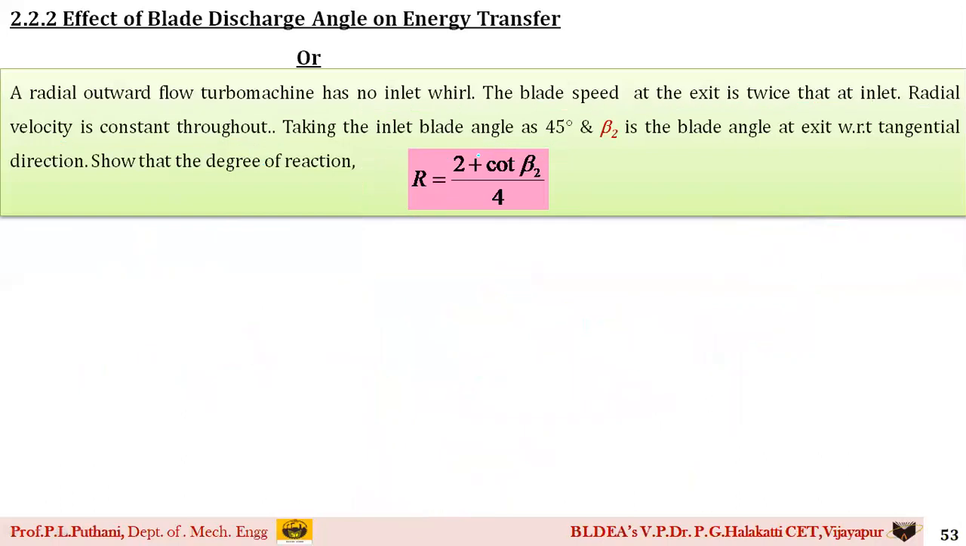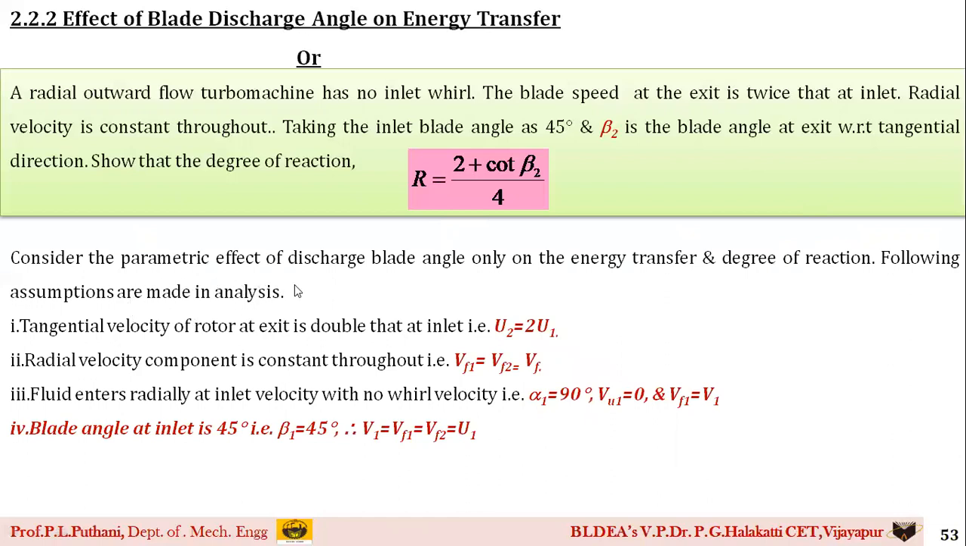So it may be given in the form of a statement or even in the heading. If it is given as the heading, you need to make all these assumptions which we have just now stated in the statement. So let us see what assumptions they are making. Consider a parametric effect of the discharge blade angle on the energy transfer and degree of reaction, making some assumptions. The first assumption is the tangential velocity of the rotor at exit is double that at the inlet, which means U2 is equal to 2U1.